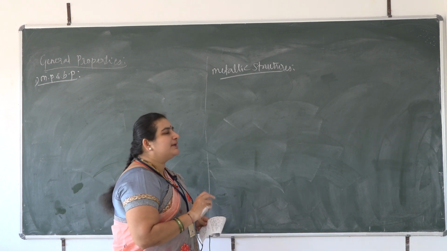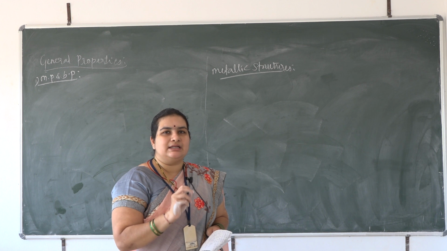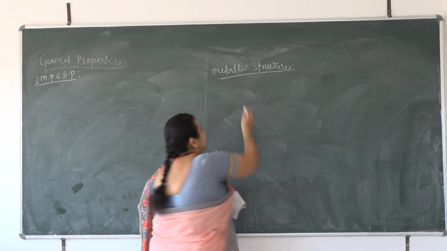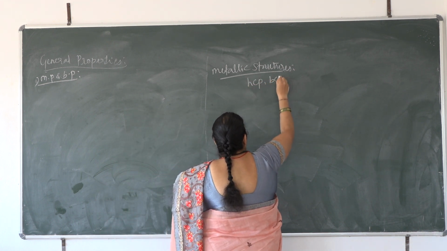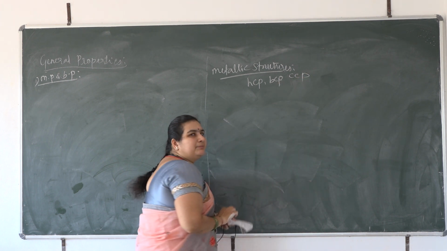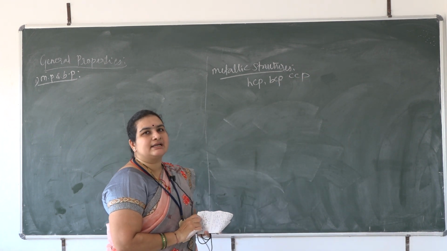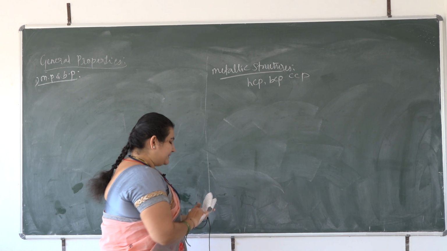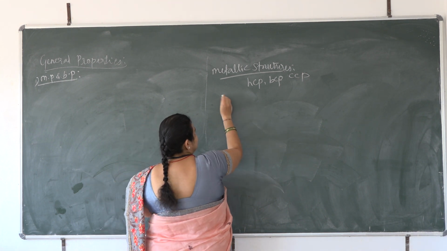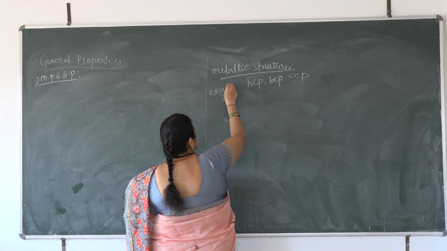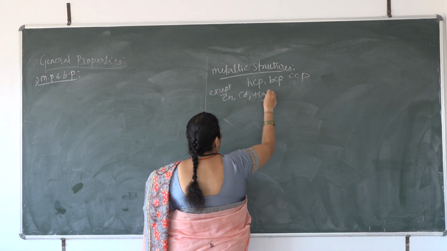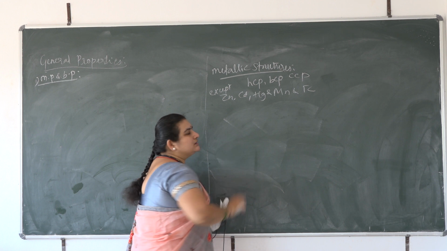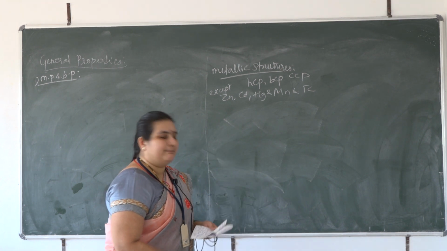So every metal is going to have a typical metallic structure, like HCP, BCC or CCP, except metals like zinc, cadmium, mercury, manganese and technetium. All the other metals have a typical metallic structure.